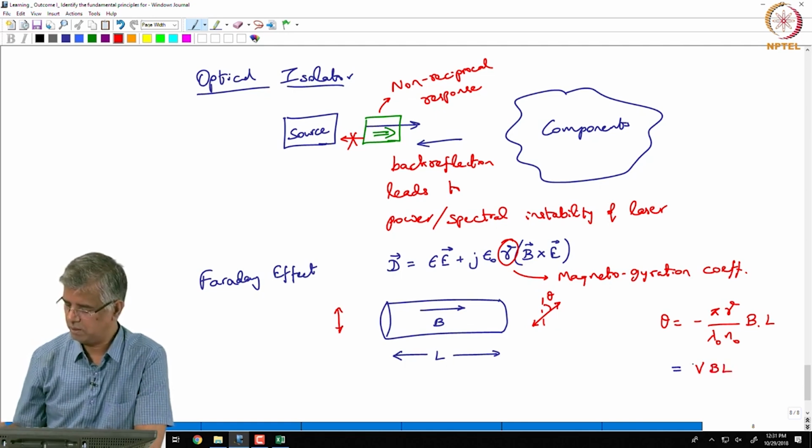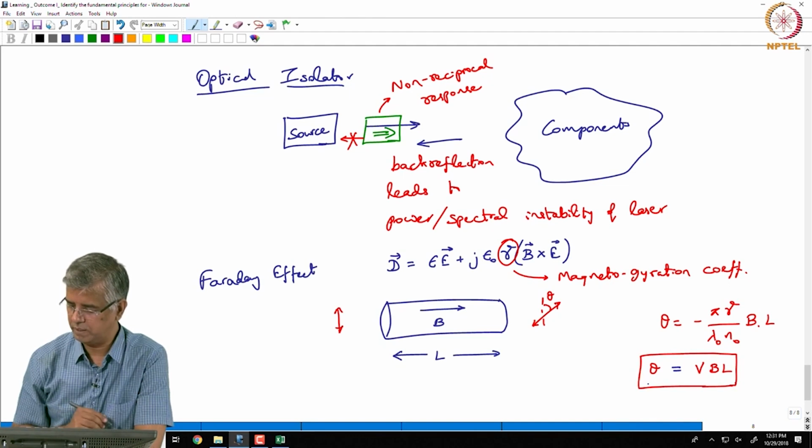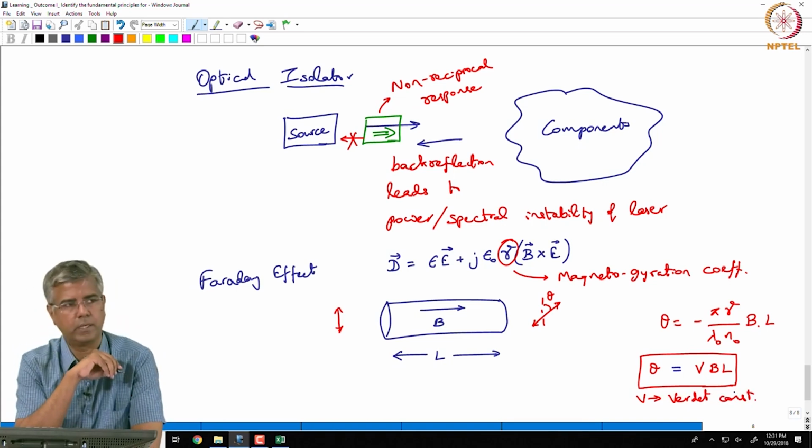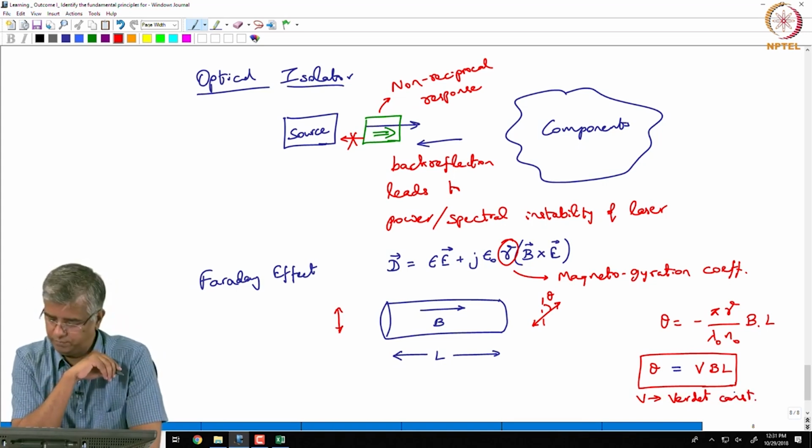So, theta is just given by V multiplied by B multiplied by L, where V corresponds to the Faraday constant.